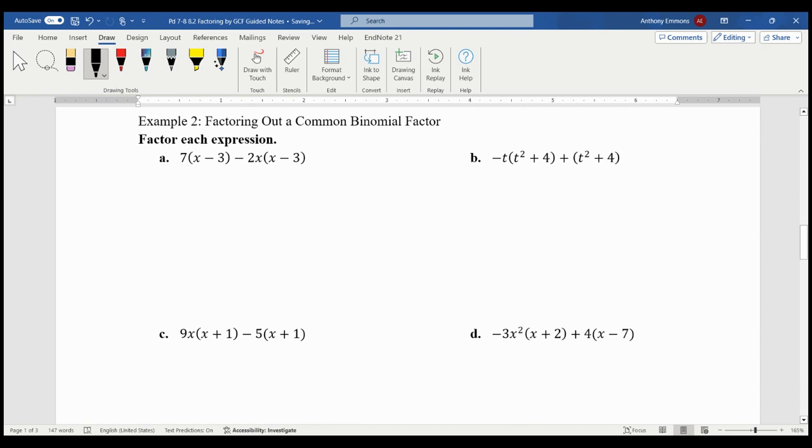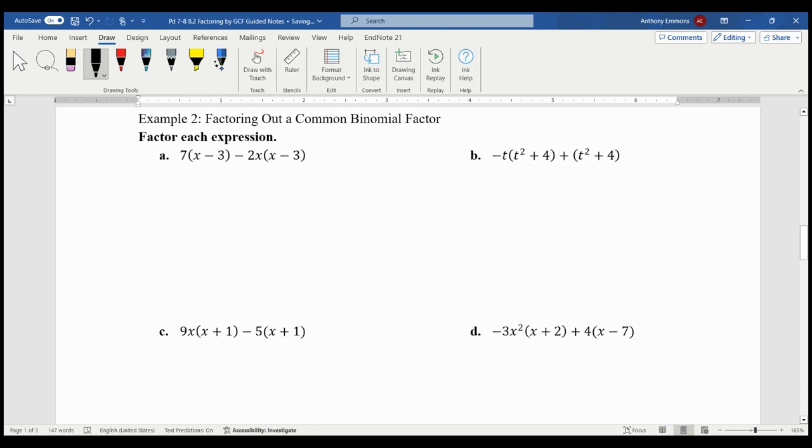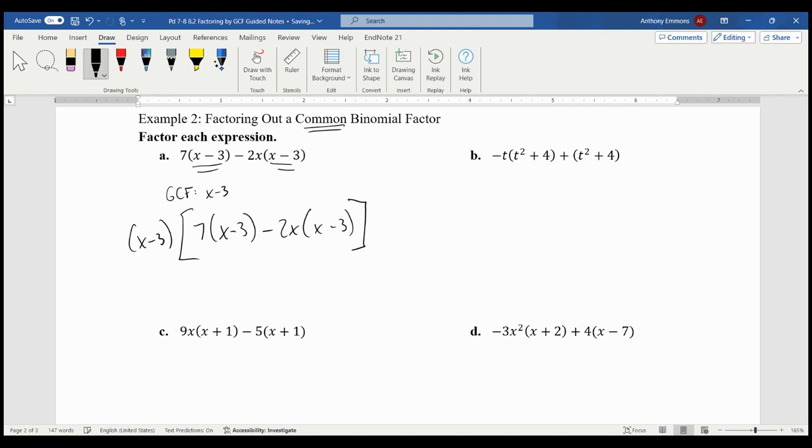When we're ready to factor out a common binomial, you should be looking at a common binomial. Okay, common. What do they share? So in this case, the actual binomial x minus 3 is technically the GCF. So really what we're going to do is the same thing. We're going to take that entire expression and multiply by x minus 3 while also dividing by x minus 3.